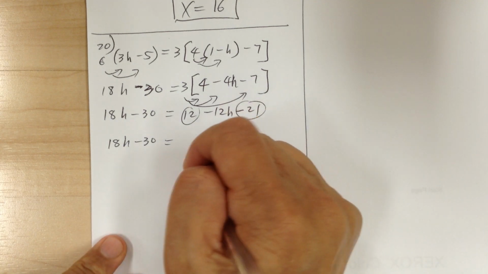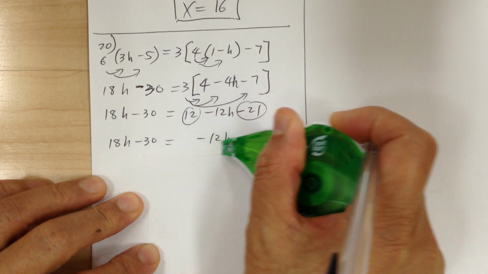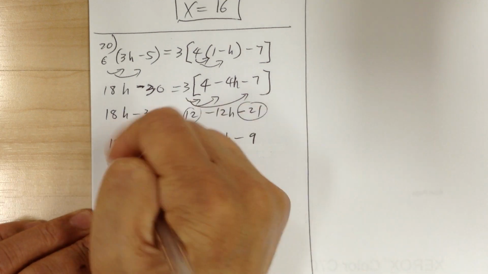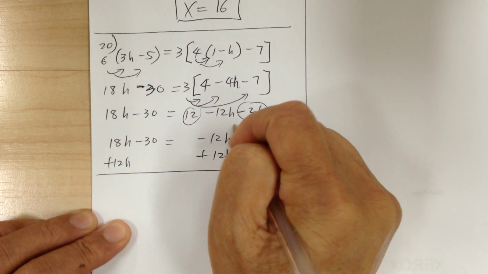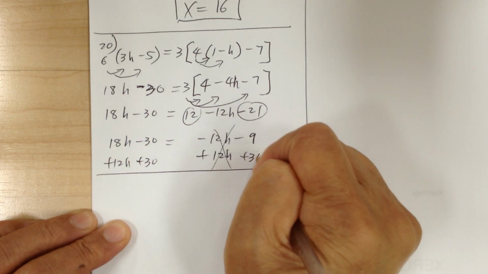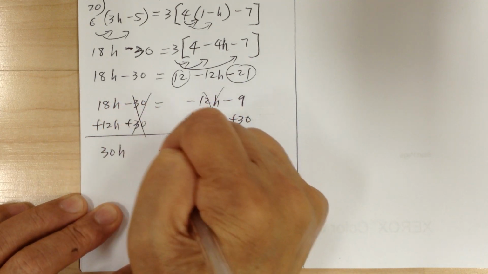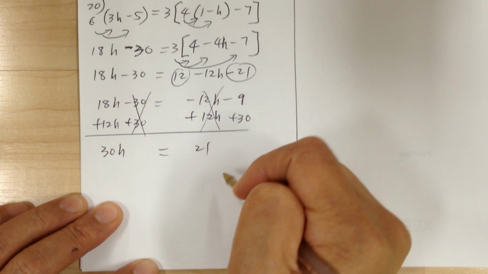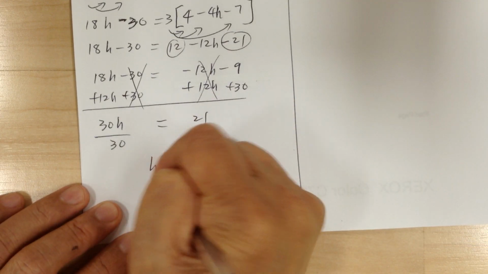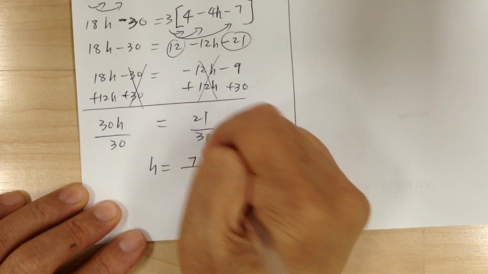Okay. So I'm going to need to plus 12h, so that this will cancel out. I'm going to move this over, so plus 30. So this will cancel out. So I get 30h equal to, this will give me 21. So divide by 30, divide by 30. So h will equal to, this is divisible by 3. So divide by 3, I get 7. Divide by 3, I get 10.